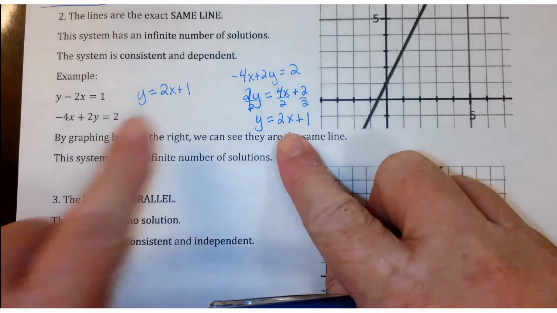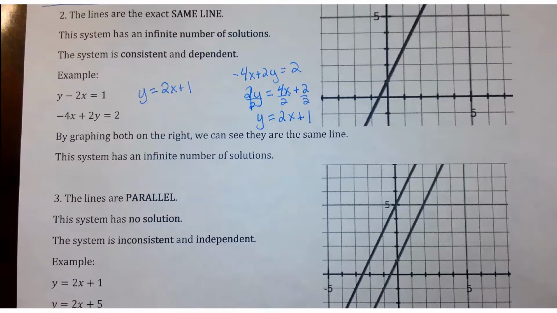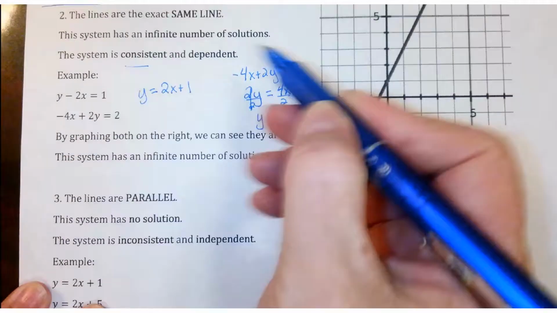Do you see this line is the same as this one? So there's no need for me to graph both of these. It's going to be this one line. So these two do have an answer, and basically everywhere on that line is going to make the system true. Therefore there is an infinite number of solutions. There's an infinite number of places where these two lines intersect because they are the same line. They lie on top of each other. So this system does have a solution, there's just infinitely many of them. Because it's the same line, it's a dependent system. So again, this is consistent and dependent.